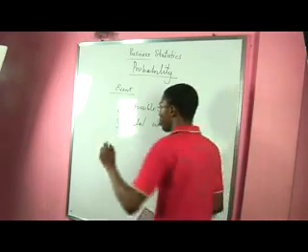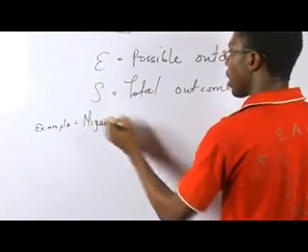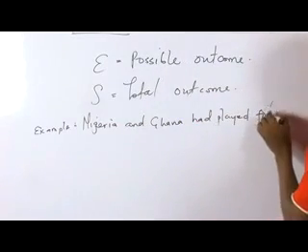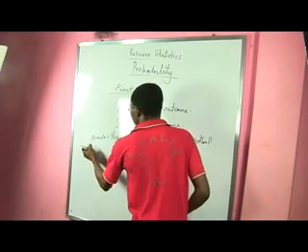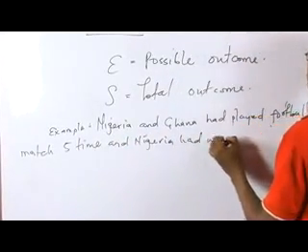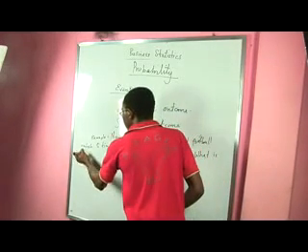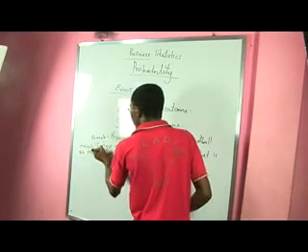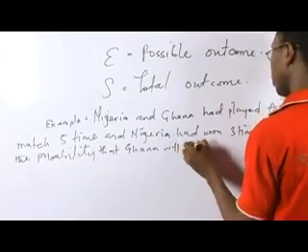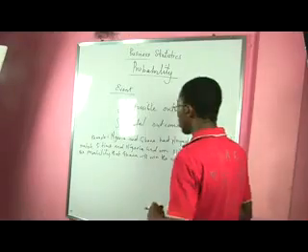So let's consider a very simple example before we proceed. An example: Nigeria and Ghana played a football match 5 times, and Nigeria had won 3 times. So what is the probability that Ghana will win the next match? Now I want to see whether Ghana has a possibility of winning the next match.